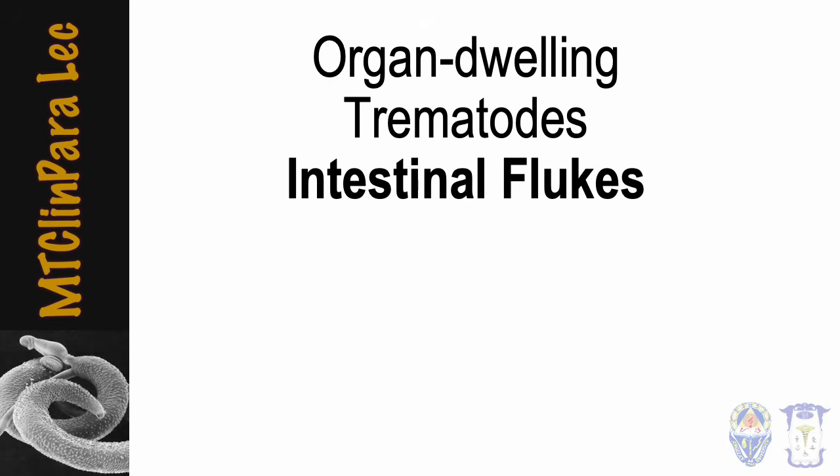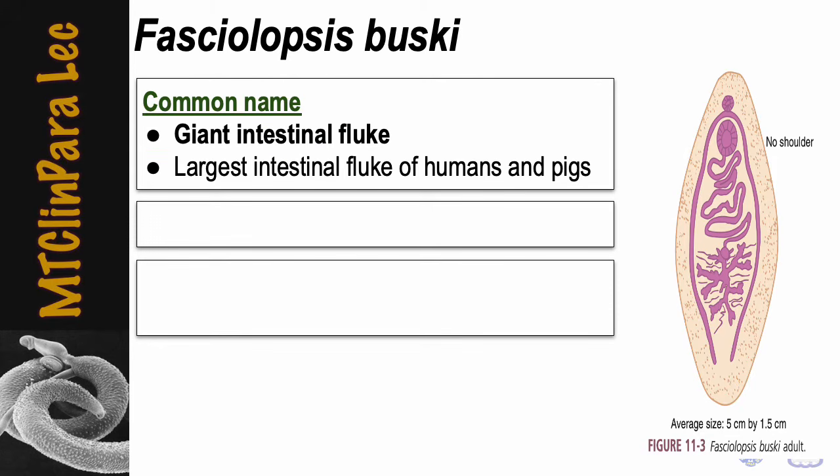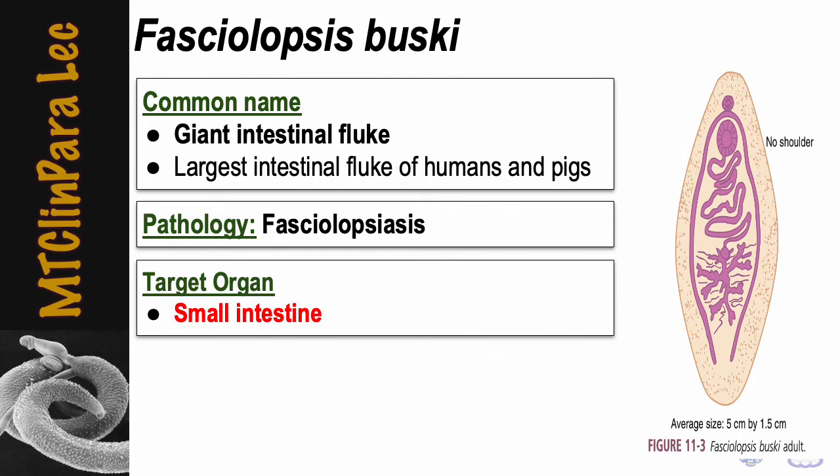So let's move on to the other flukes. We have your intestinal flukes. The first one is Fasciolopsis buski. This is also known as the giant intestinal fluke and the largest intestinal fluke of humans and pigs. This causes fasciolopsiasis, and the target organ of this parasite is the small intestine.